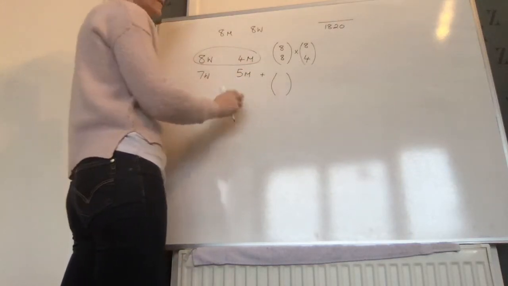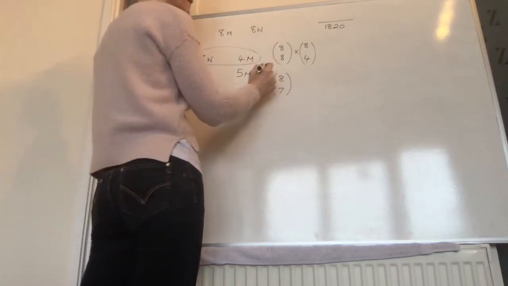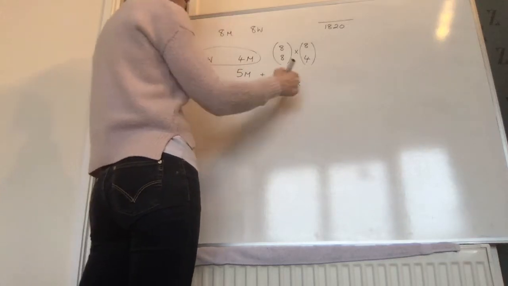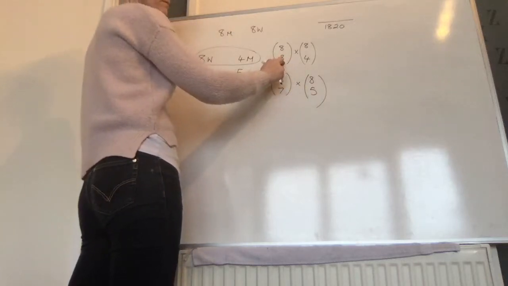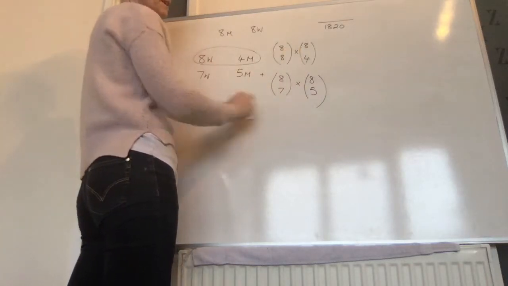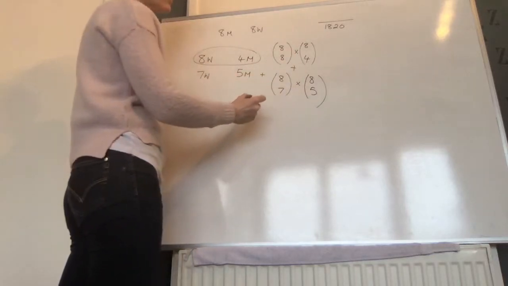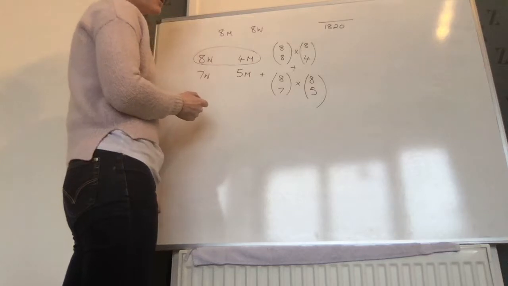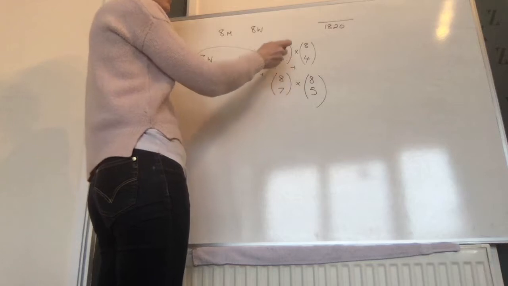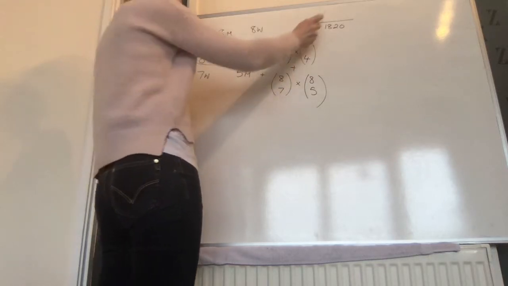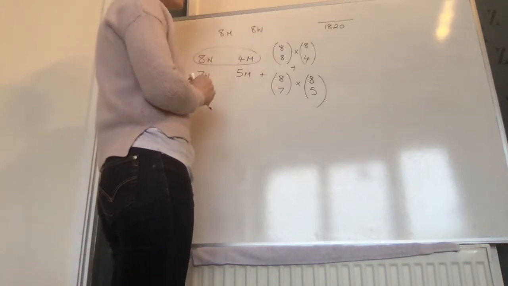Or we could have 8 women choose 7, and 8 men choose 5. So choose the women, choose the men, multiply them together, choose the women, choose the men, multiply them together. And it's that or that. That's the number of ways of choosing the 12 so that there are more women than men. We need to put that over 1820 to get the probability that we select more women than men.